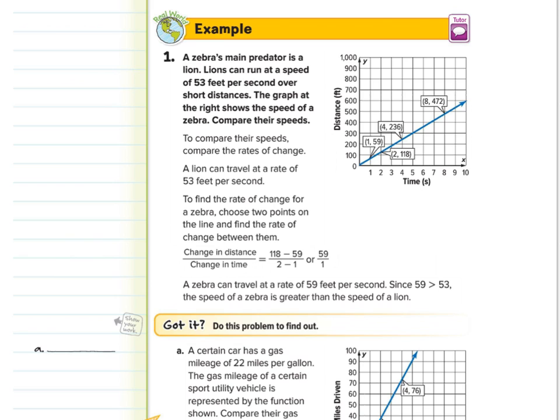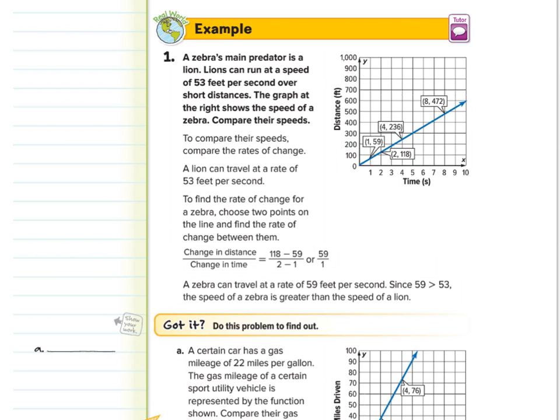With the graph of the zebra, what we're going to do is to find the rate of change or the slope of this line. And so we picked out 2 points, (1, 59) and (2, 118), with the time being in seconds and the distance here being in feet for our y. Our change in distance was 118 minus 59, to get us to 59. Change in time was 2 minus 1, or 1. So 59 over 1 means 59 feet per 1 second. And so we can compare the zebra's 59 feet per second to the lion's 53 feet per second, and the zebra's speed is greater than a lion. So if the zebra's main predator is a lion, it's a good thing it's faster.